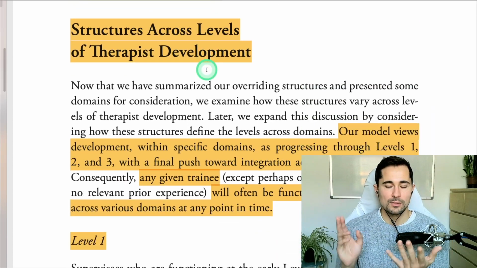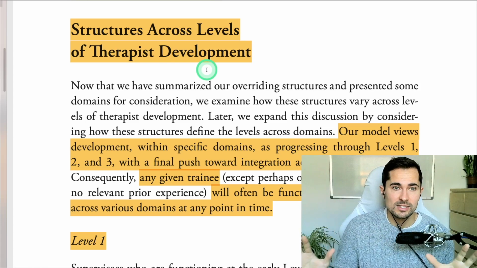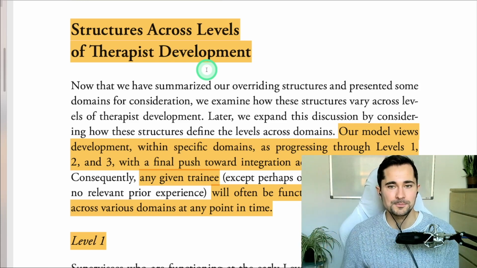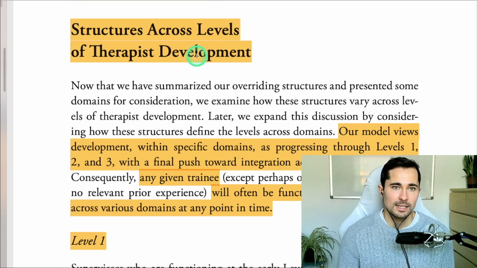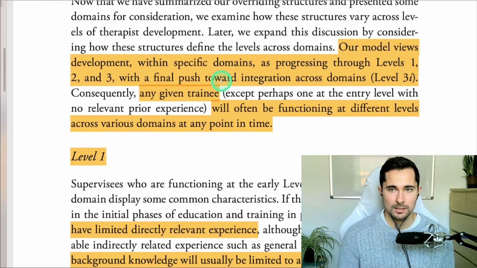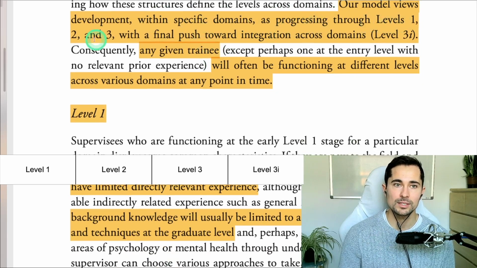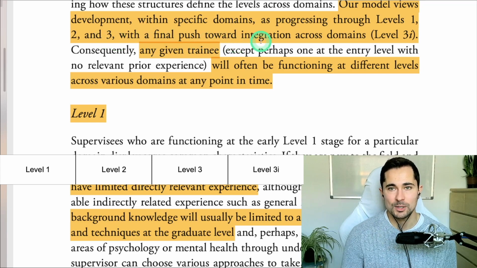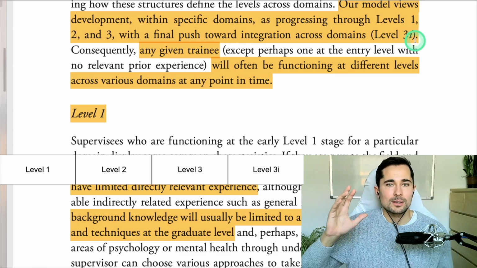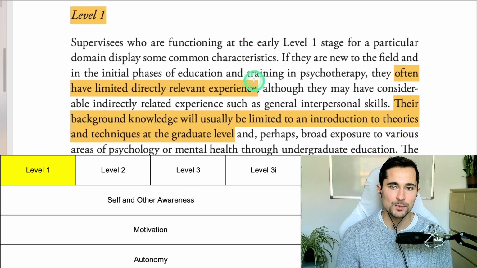So, we've laid out then the 3 levels, the 3 structures within each of those levels, and the 8 domains of practice across which these different levels apply. Let's look then in more detail at the structures across levels of therapist development. So the IDM views development within specific domains as progressing through levels 1, 2, and 3, with a final push towards integration across these domains. So they call this final level, level 3I. I stands for integrated. So this is about how you become level 3 at many domains and how they integrate with one another. So level 1 then.